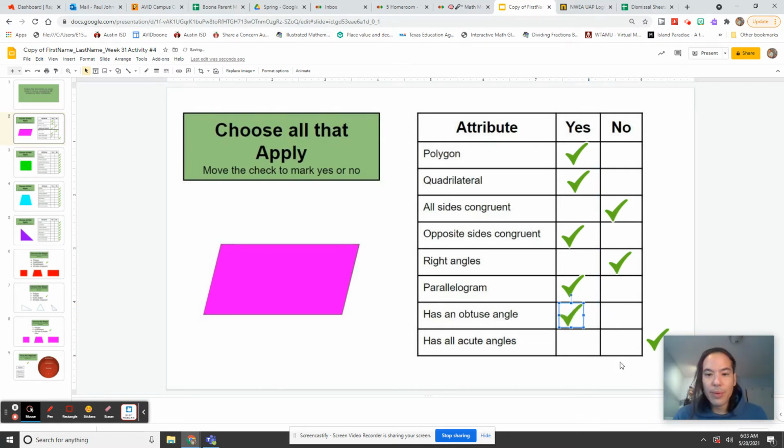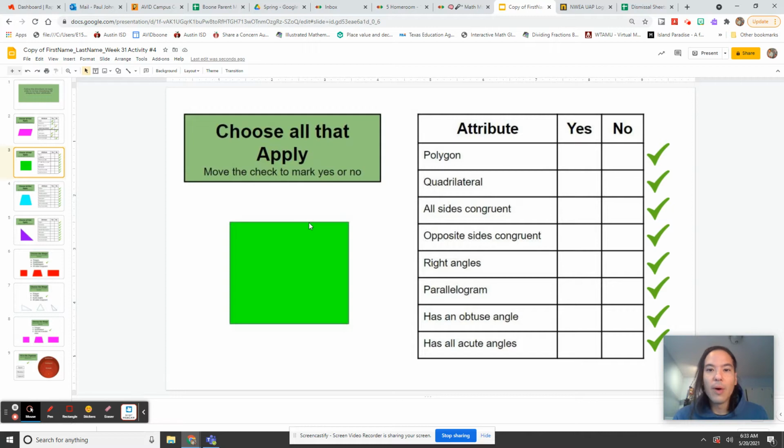And does it have all acute angles? No. It's got an obtuse angle here, an obtuse angle here, and then an acute angle there and an acute angle there. So it does not have all acute angles. It does have acute angles, but not all acute angles. All right. So there's the first page. And you're going to do this with all the shapes.